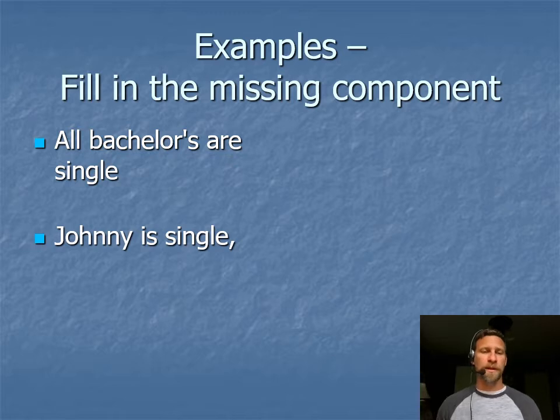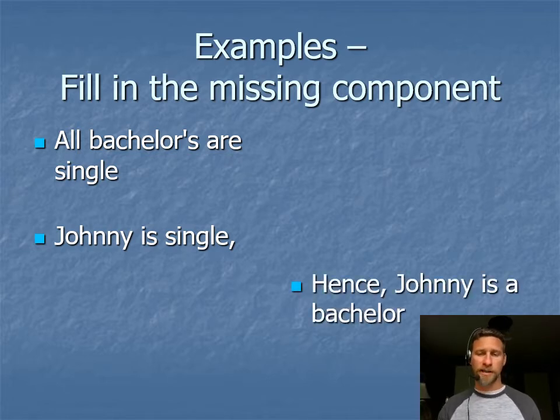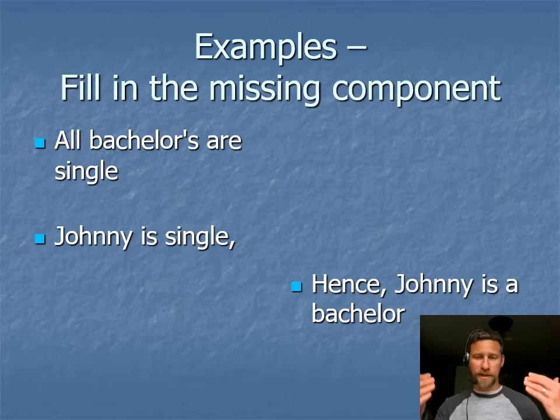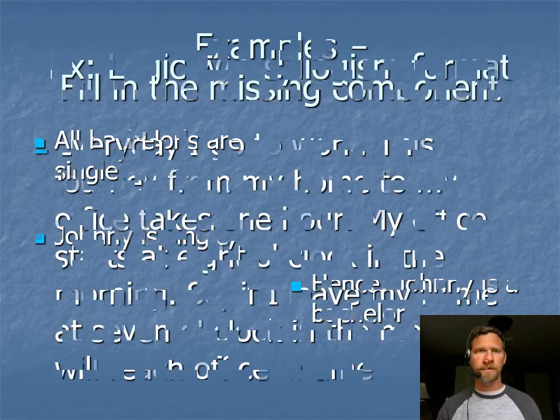How about this one? All bachelors are single. Johnny is single. As you can see, the conclusion's missing here, right? So what's the conclusion? Can you figure it out? Hence, Johnny is a bachelor. You can see, again, the force of the logic leading you to that conclusion.